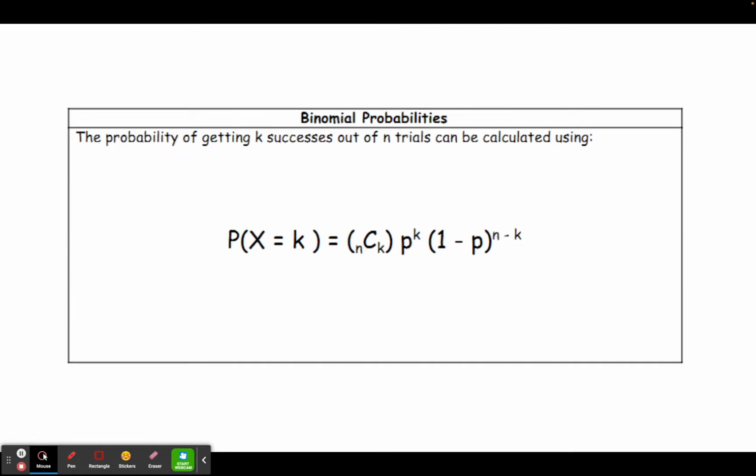And so you can use the binomial probability formula. And we're going to kind of spell out what all the different parts of this formula represent, because it looks a little bit complicated, but it's really actually pretty easy to use. If we want to calculate the probability of getting exactly k number of successes, then we would do a combination, n-c-k, multiply that by p to the power of k, and then 1 minus p to the power of n minus k. Okay, so let's break that down.